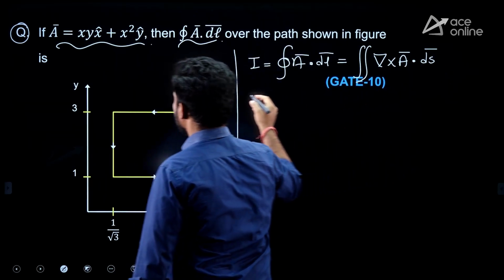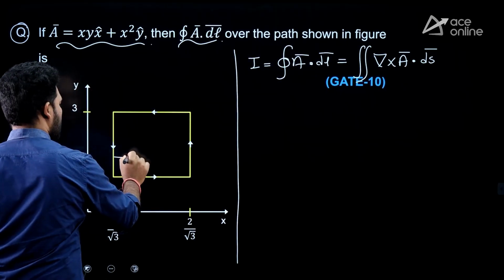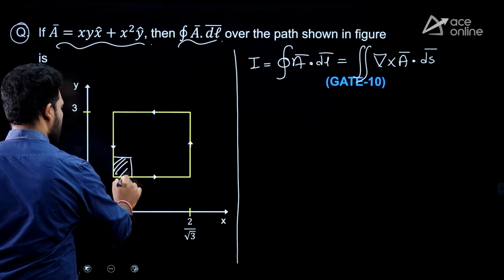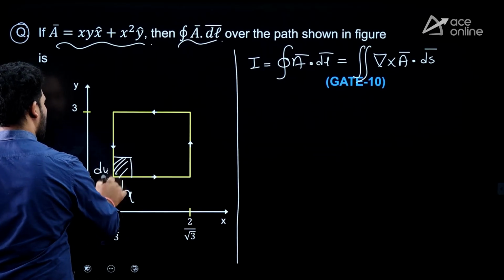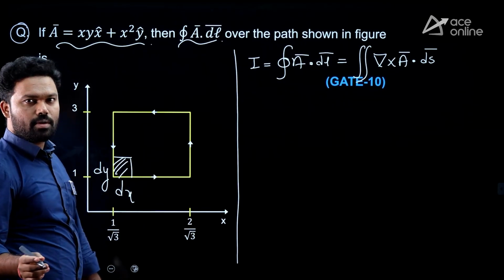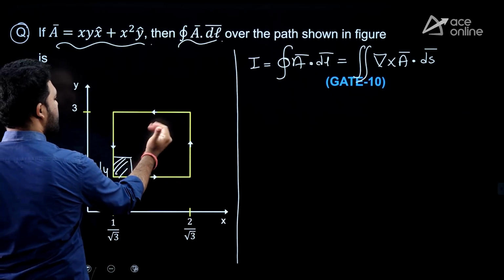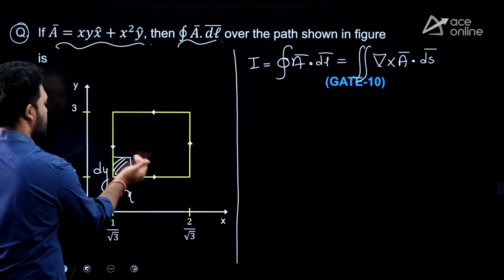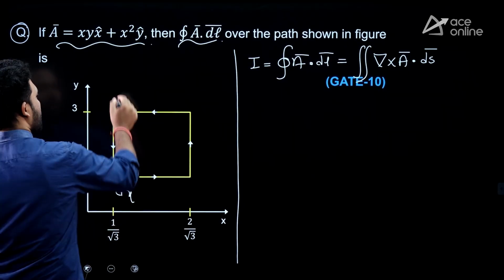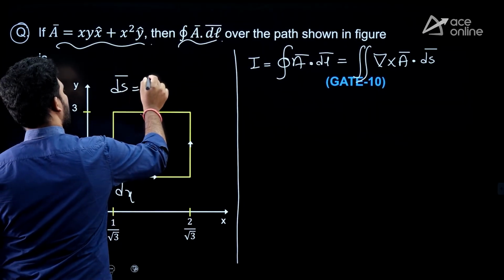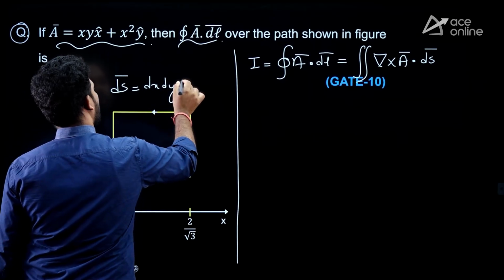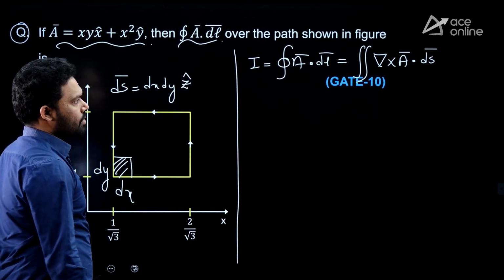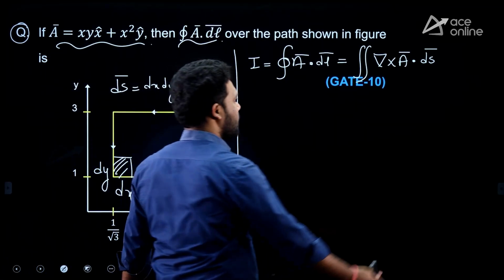Then what happens to the ds here? This is a small patch here. So this is x, this is y. So as I said earlier, how do you decide the normal direction? You have to put your fingers in the direction of the loop. Your thumb is going to show the direction of the normal. So this is x, this is y. Outside is z. So what is the ds? It is dx dy z cap.